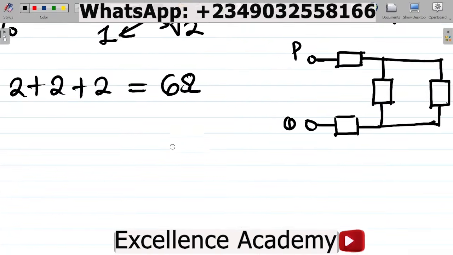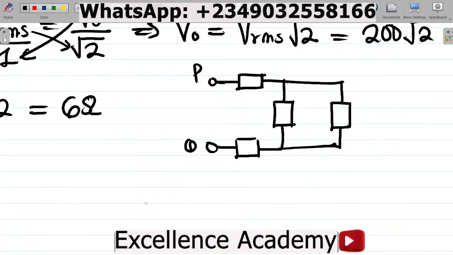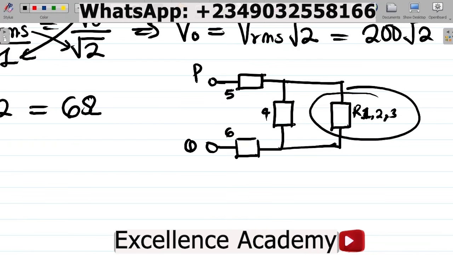All right, this is 5, this is 6, this is 4, and this is the value of R1, 2, and 3. So this is where R1, 2, and 3 will position. Right? If you want to know why, please check out our class on resistors. I've explained this. Check our JAMB playlist for the lesson on resistors. I've explained why it will be positioned here.